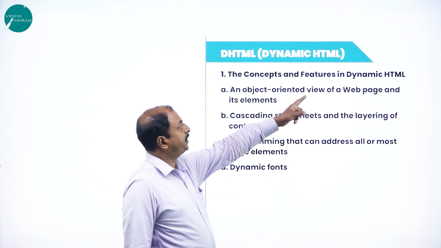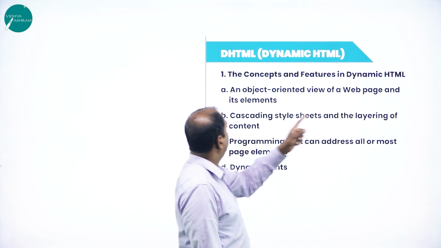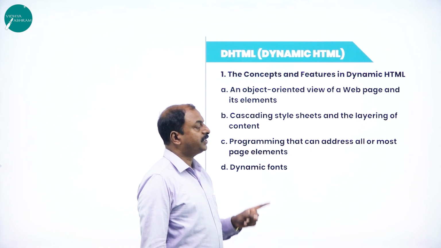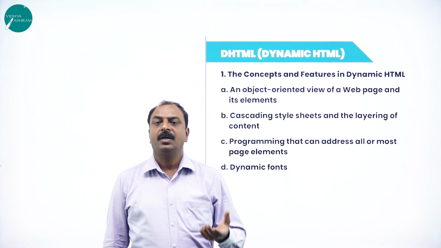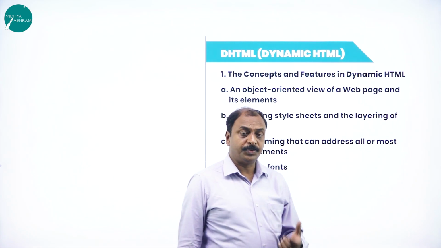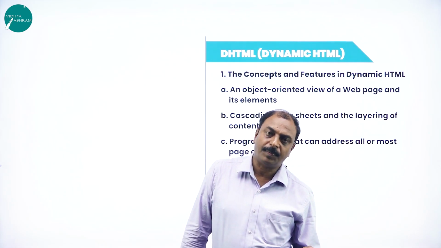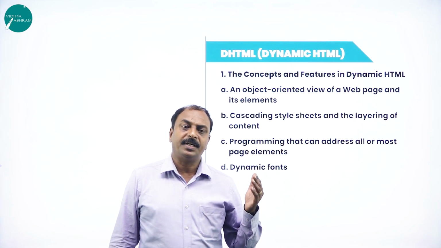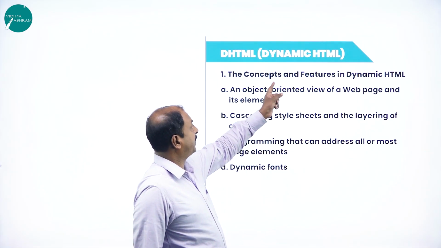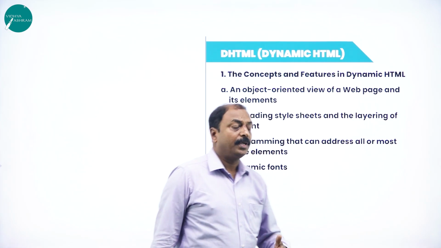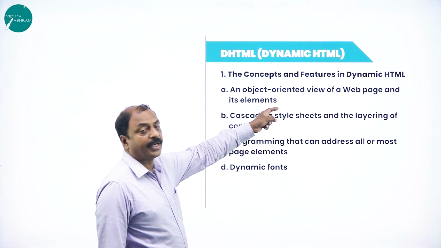The concepts and features in DHTML are an object-oriented view of a web page and its elements. What is the meaning of an object? Here, all the contents in a web page act as individual objects. It may be a heading, a subheading, the left side or right side of the web layout; any content in any part of a web page acts as an independent object, an independent program. That is the concept of the object-oriented view of elements.